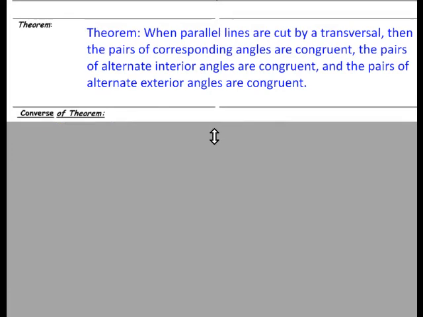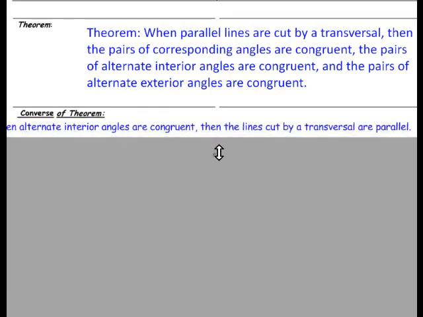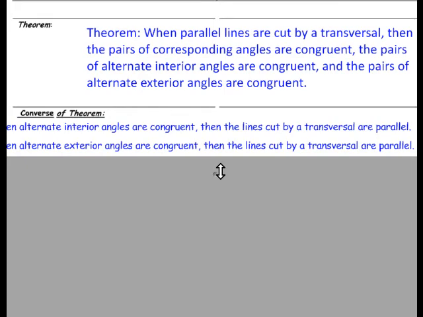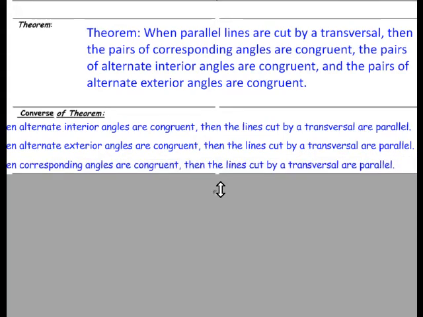The converse of the theorem. When alternate interior angles are congruent, then the lines cut by a transversal are parallel. When alternate exterior angles are congruent, then the lines cut by a transversal are parallel. When corresponding angles are congruent, then the lines cut by a transversal are parallel. Pause the video and copy this information.